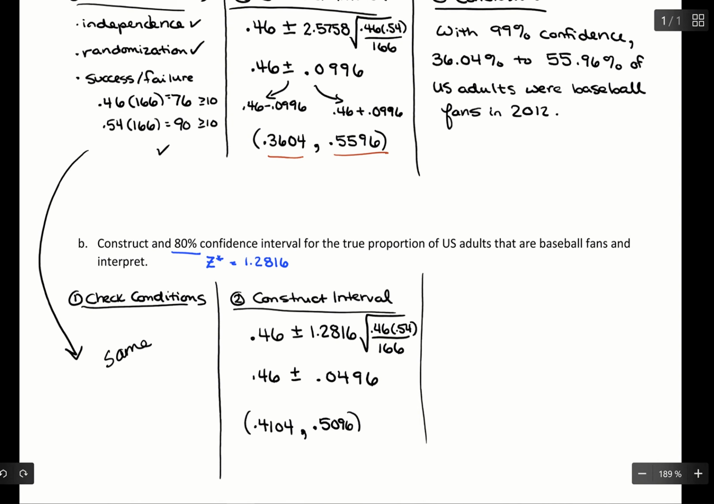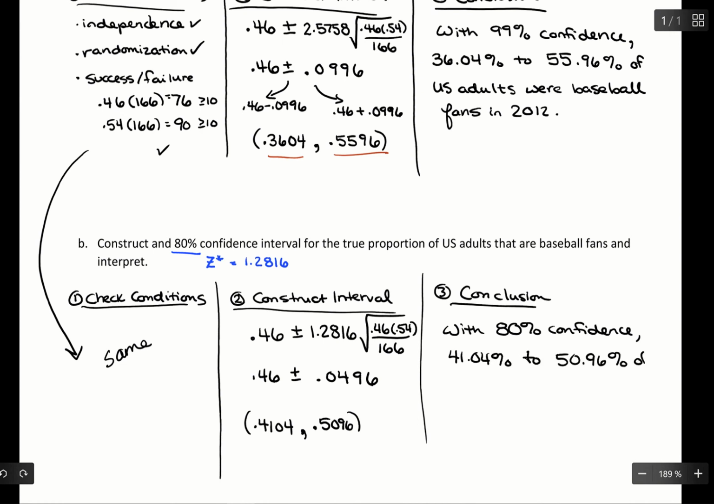So our wording is going to be very similar, but what's changed is our confidence level and the actual interval. So we'll have: with 80% confidence, (41.04% to 50.96%) of US adults were baseball fans in 2012.